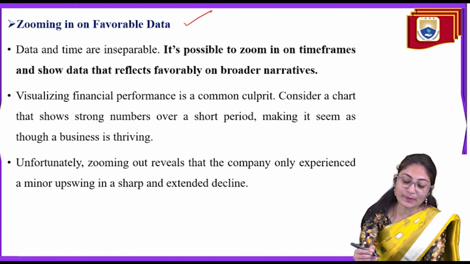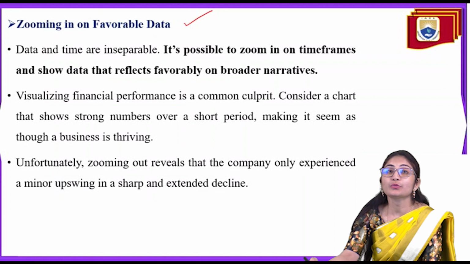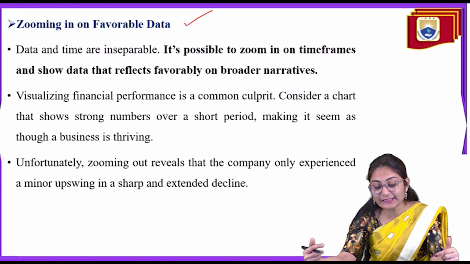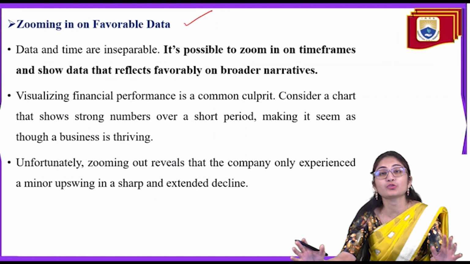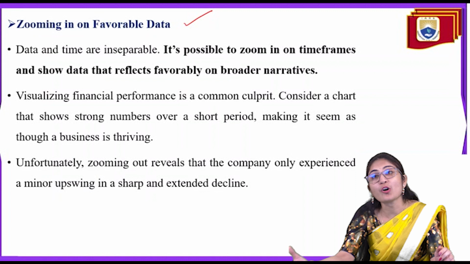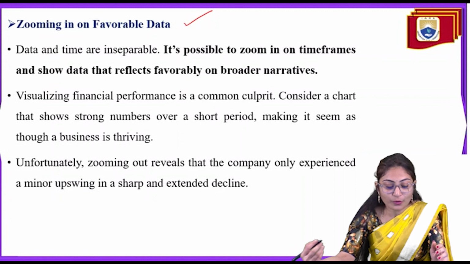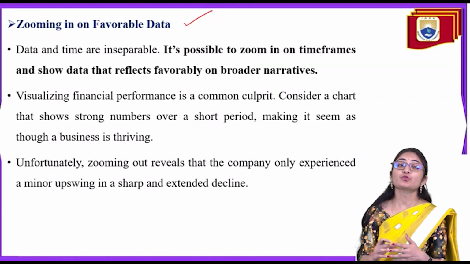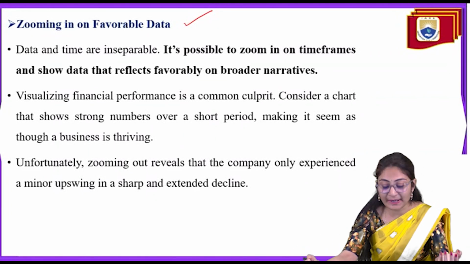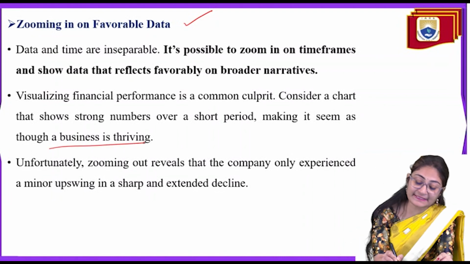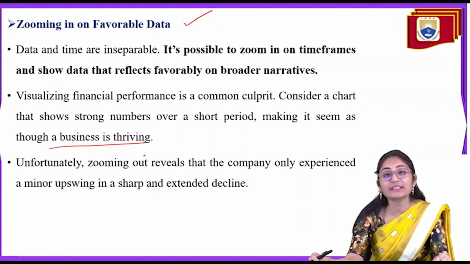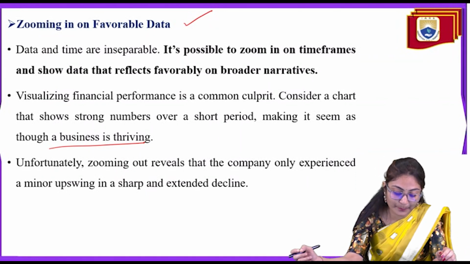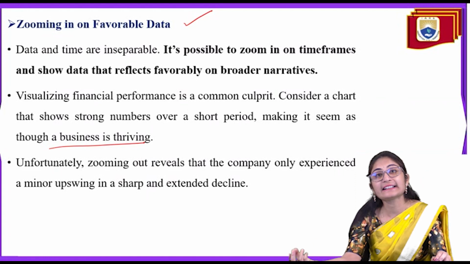Then the next one is zooming in on favorable data. Data and time are inseparable, so it's possible to zoom in on time frames and show data that reflects favorably on broader narratives. Visualizing financial performance is a common culprit: a chart shows strong numbers over a short period, making it seem as though a business is thriving. Unfortunately, zooming out reveals that the company only experienced a minor upswing in a sharp and extended decline.